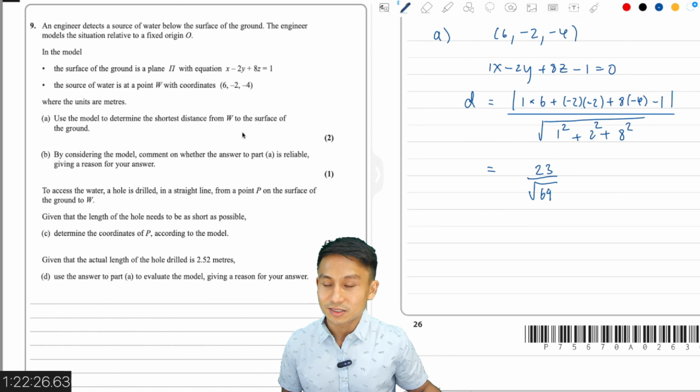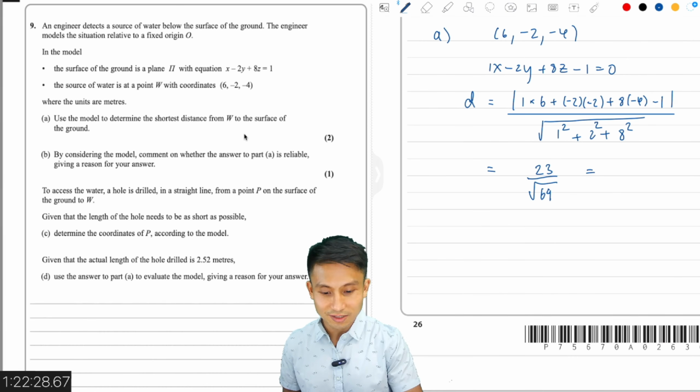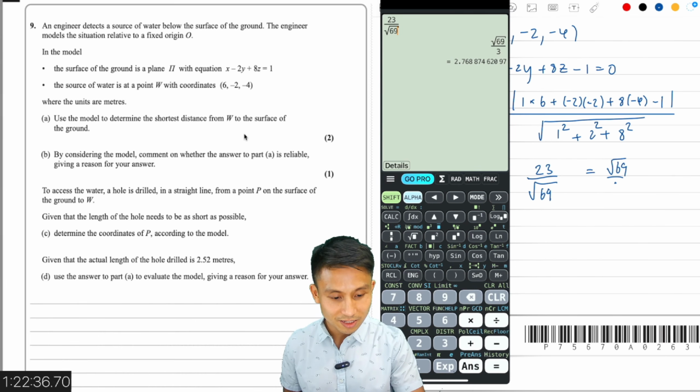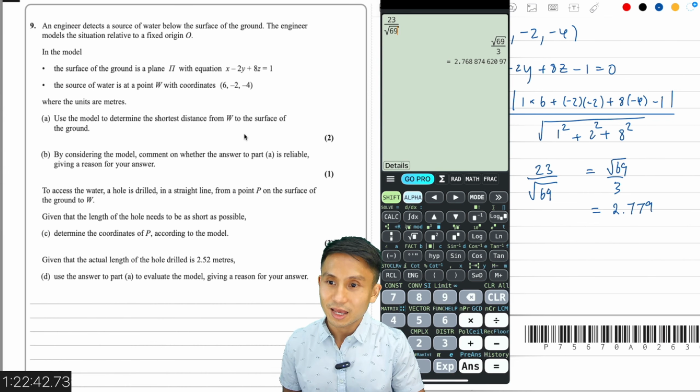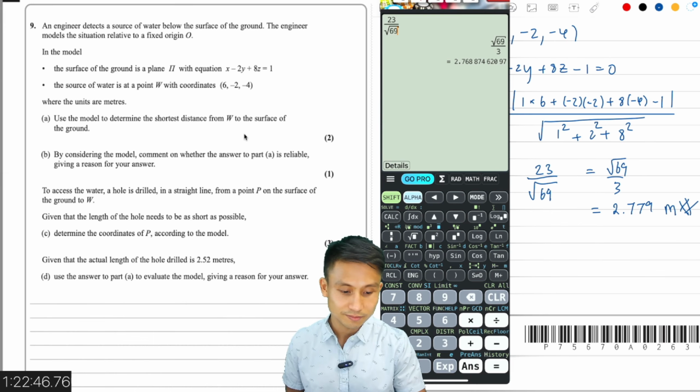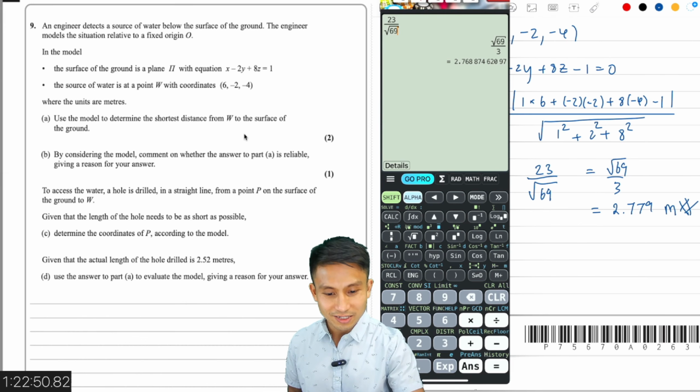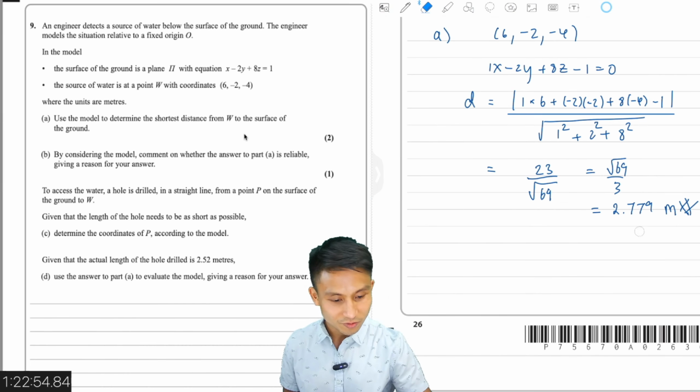The shortest distance. Okay, so we should get some decimal answer here, just in case. And then we just say, okay, 2.779. And this should be in meters, right? Wait, 779? How is that? It should be 769. Yeah. Okay.